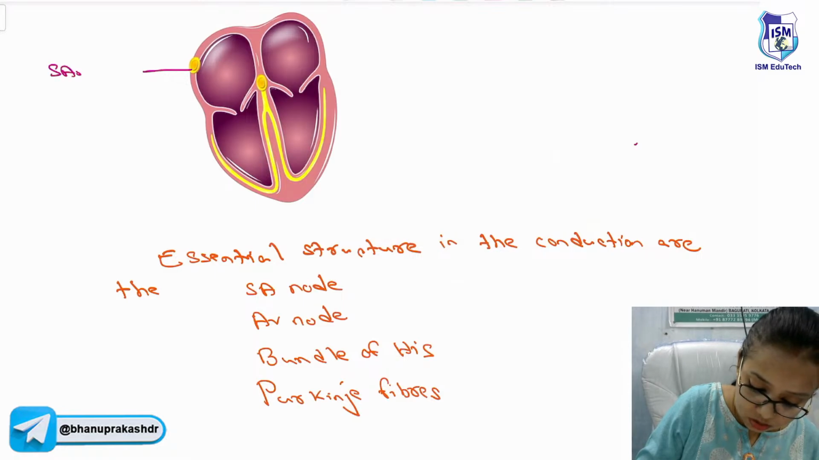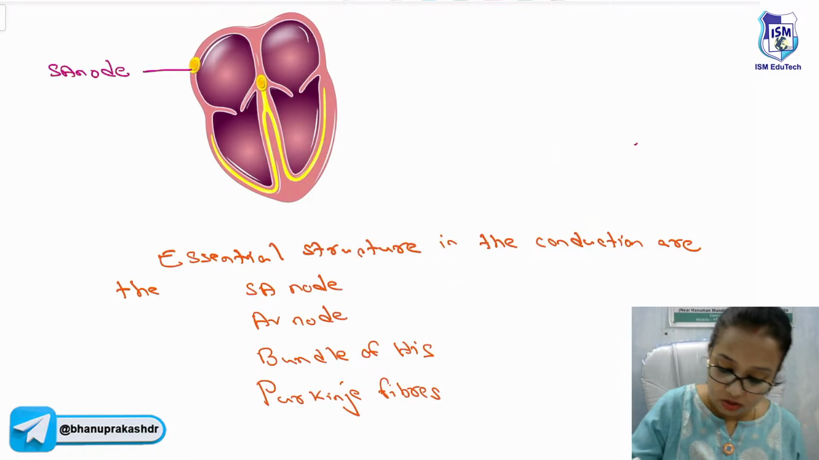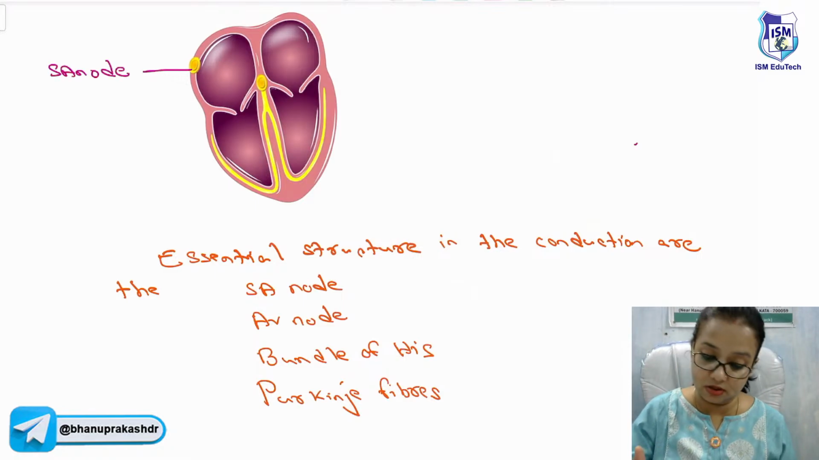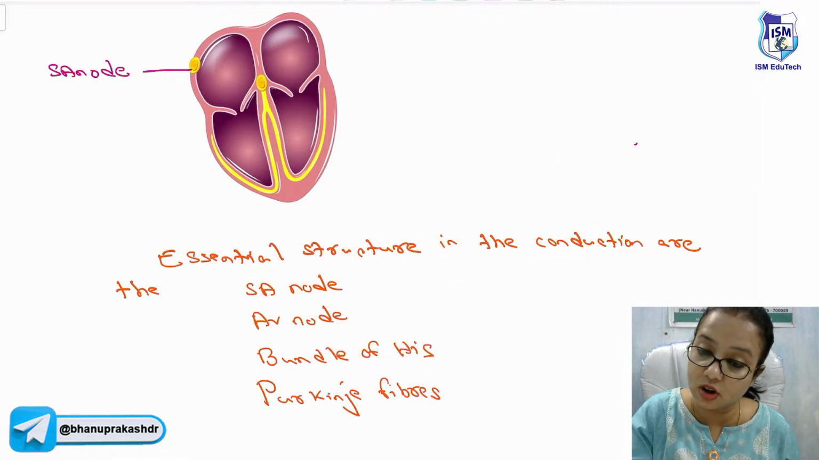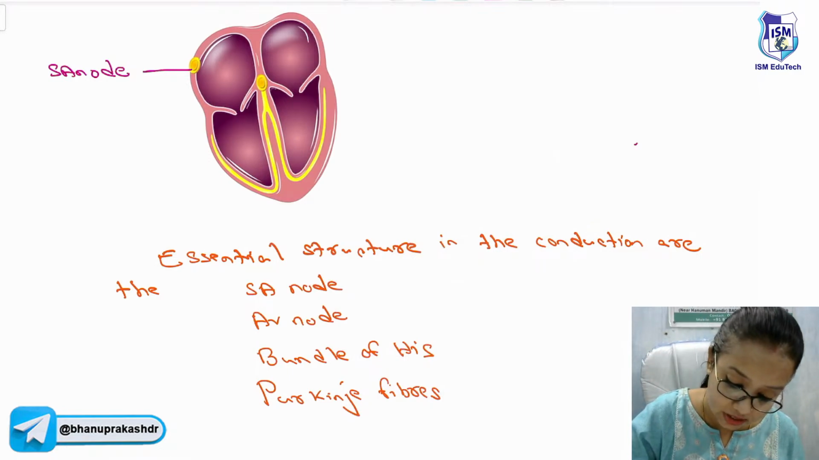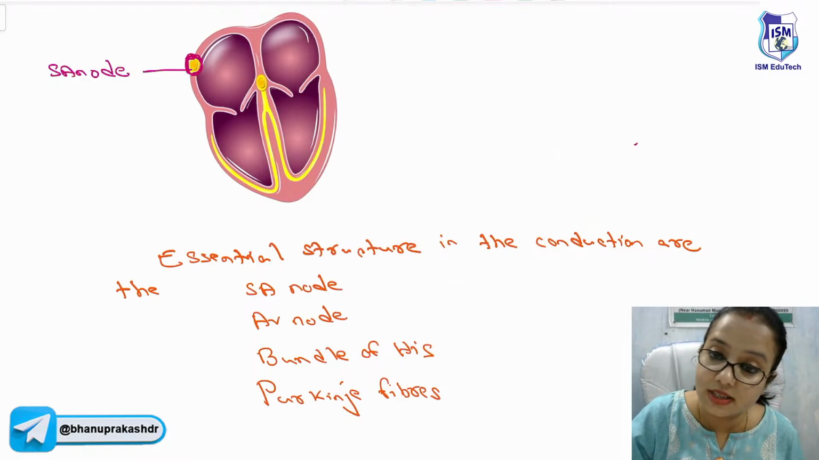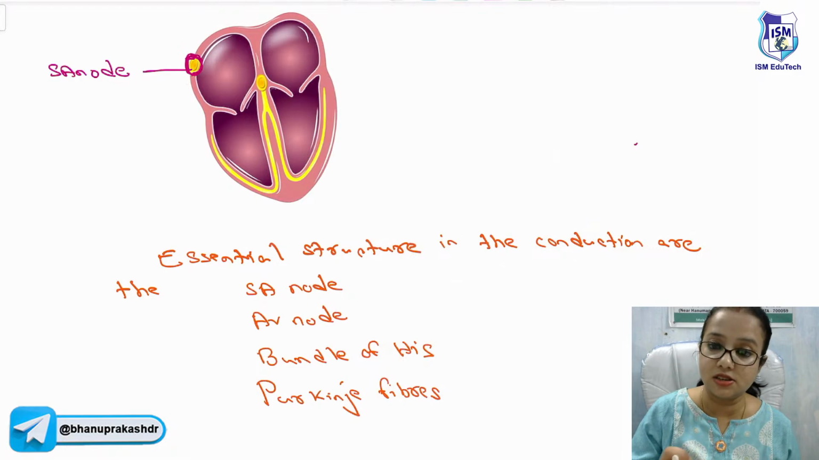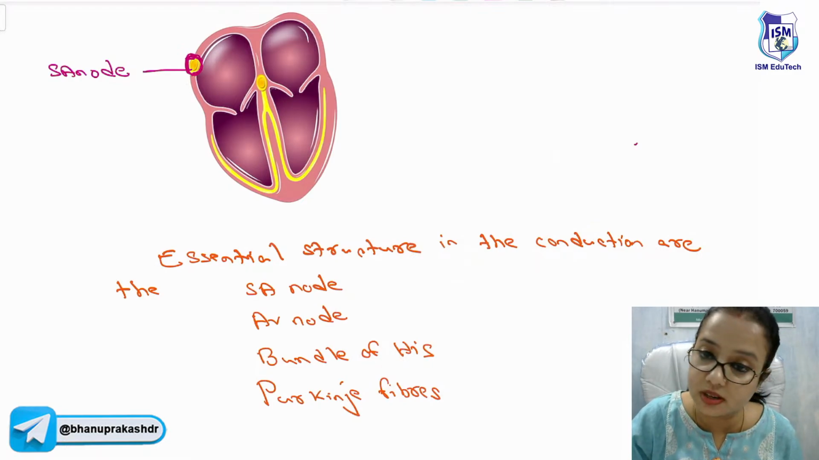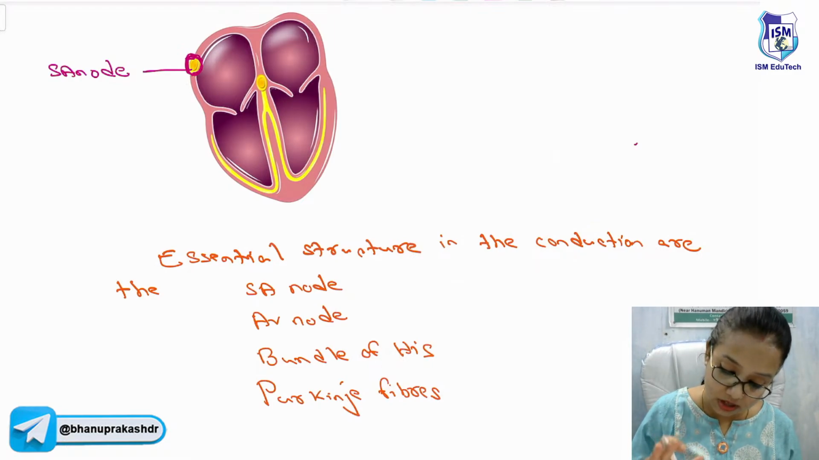Now, this in the picture that we are seeing here is the SA node. Now, where is it located? It is located on the right atrium. As you can see, it is located on the right atrium, where the right atrium has a connection or the junction with the superior vena cava. This is its anatomical location.